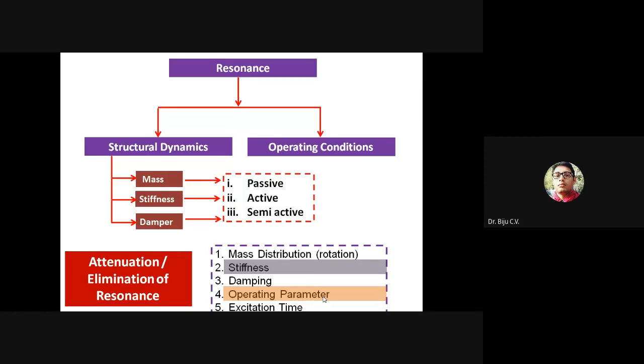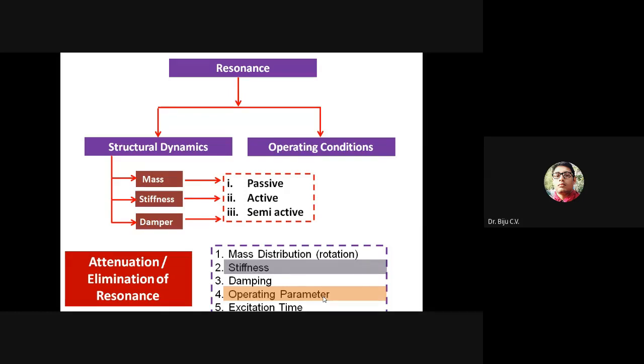We already discussed something: mass distribution can be modified in the case of a rotating system. Stiffness, how we can change that, I am going to discuss now. And the dampers, we already covered. And operating parameters: if there is an operator, at the onset of resonance, we can change the operating parameters. Then another one is excitation time. As quickly as possible, run away from that mode or particular running speed, and you will be safe from resonance.